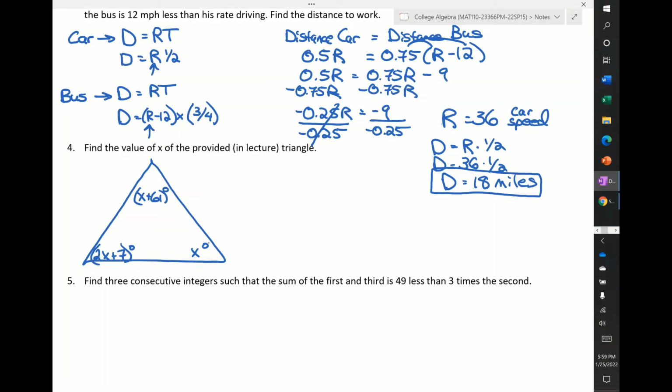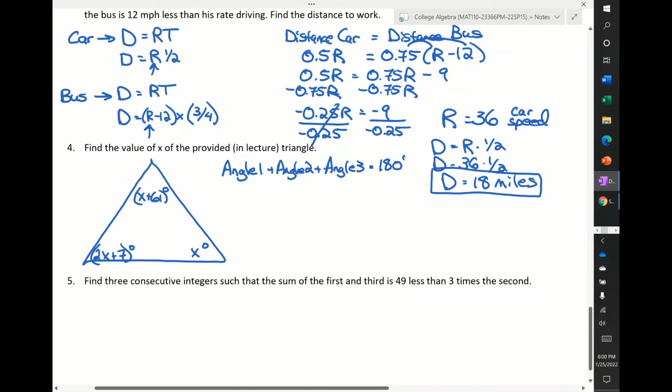So we have to try to remember a little bit from geometry. All the angles of a triangle, they add up to what? 180, right? So that's the connector, right? So if we add up all the angles, we get angle 1 plus angle 2 plus angle 3. That's equal to 180 degrees.